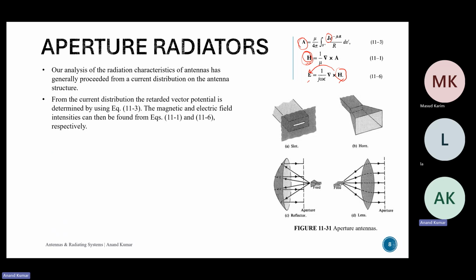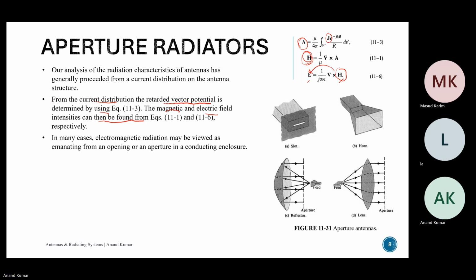From the current distribution, the retarded vector potential is determined, and then magnetic and electric fields were found from the vector potentials. In many cases, the electromagnetic radiation may be viewed as emanating from an opening or an aperture, like for example, the very popular horn antenna. Over here, we do not have the current distribution with us, but we still have radiating fields. So how do we get the radiation properties of this antenna when we do not know the current distribution? We definitely have oscillating current somewhere that is generating the fields, but over here we just have an aperture.